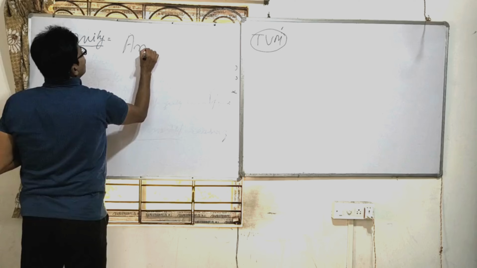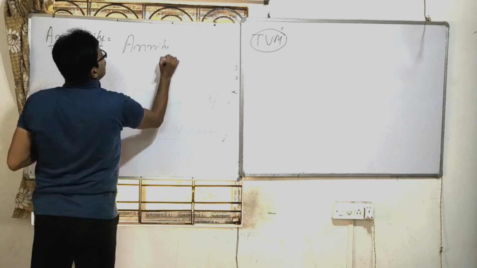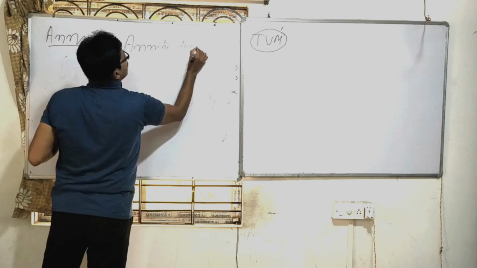There may be two types of annuity: annuity due and ordinary annuity. Two types: annuity due and ordinary annuity, or deferred annuity.